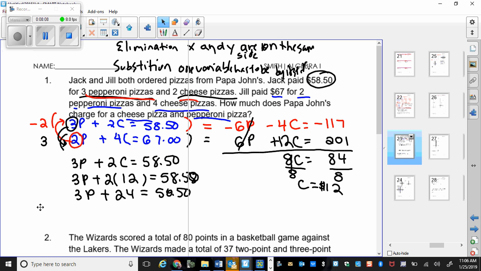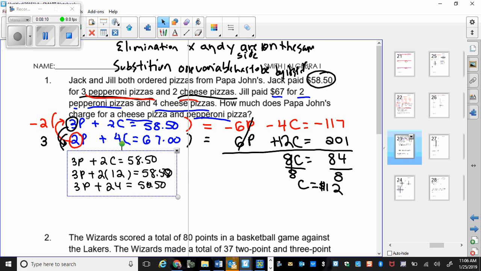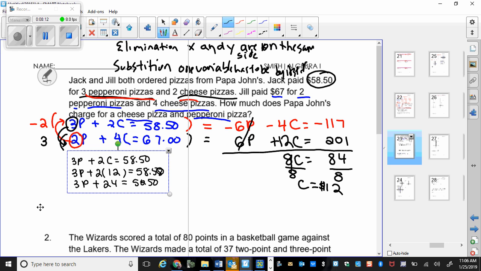All right. I'm going to make this a little bit smaller here. And minus 24 on both sides. And what we're going to do is have 3P come down. 24 minus 24 goes away. And then 58.50 minus 24 is 34.50. Divide both sides by 3.